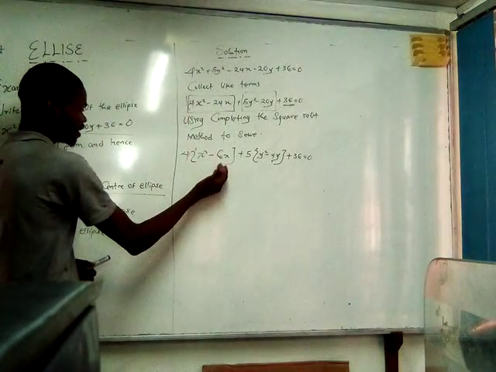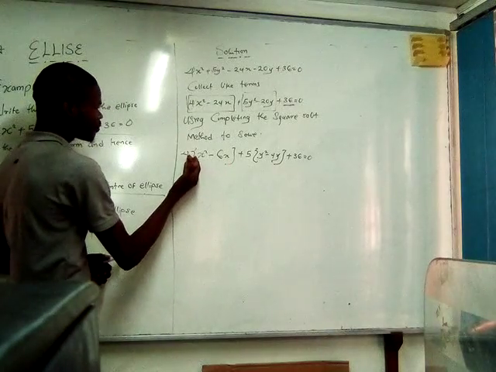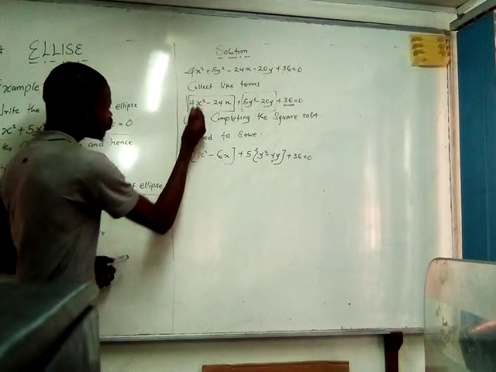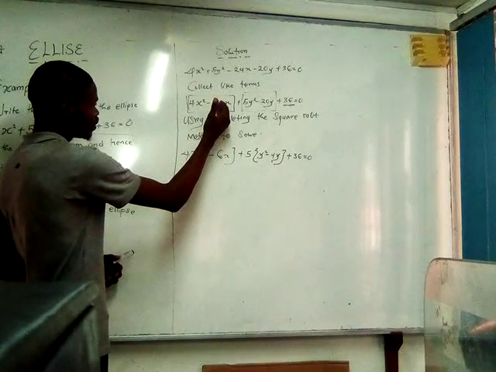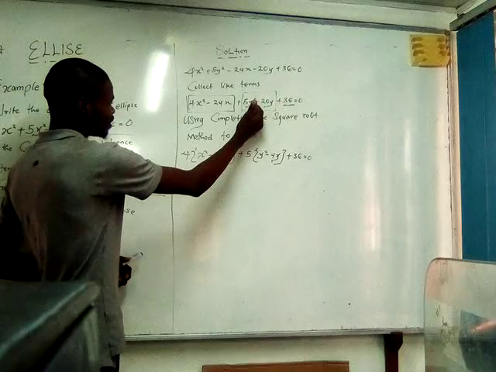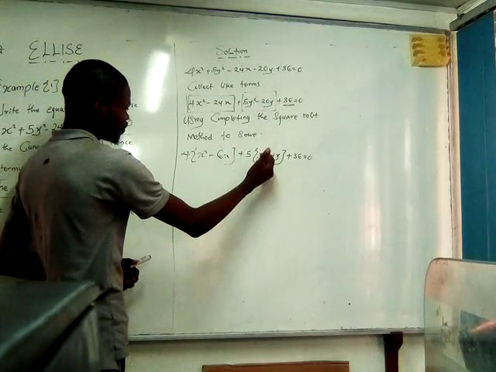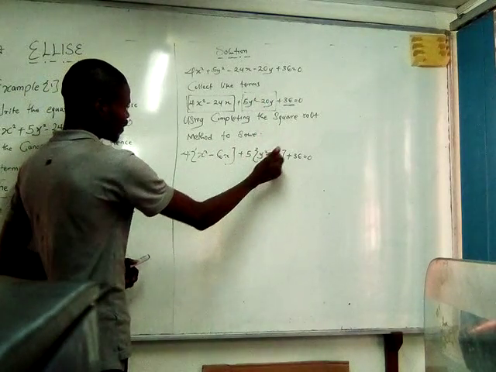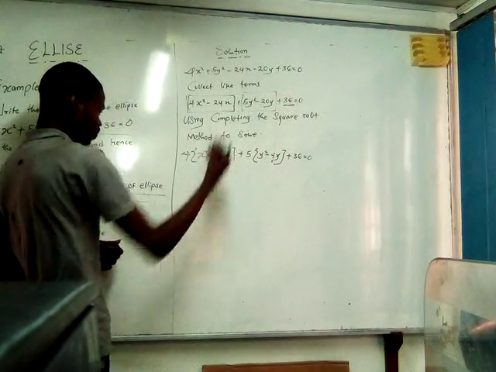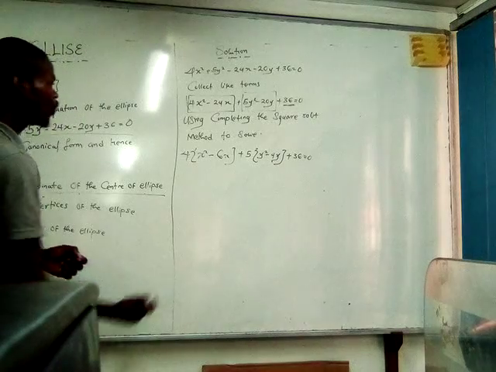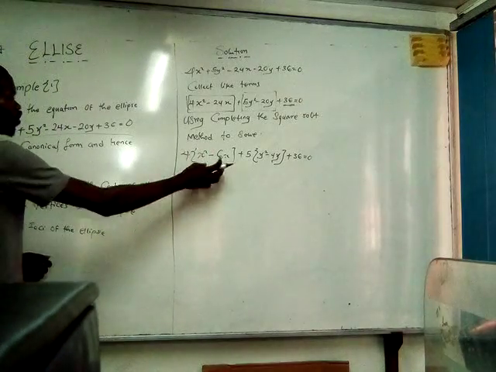How did I come about this? You say 4 times x squared is 4x squared. 4 times 6x is 24x. 5 times y squared is the same as 5y squared. 5 times 4 is 20y. It's still the same thing with the question. So we move further. We use completing the square method to solve this.